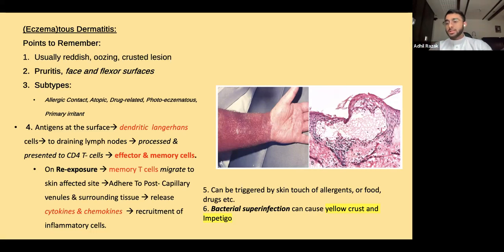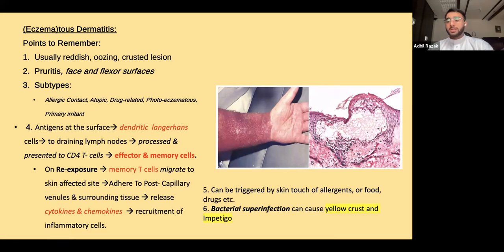They go to the affected skin site and they adhere to the post-capillary venules and surrounding tissue. Pretty much they go out to the upper skin, and then they slip out of the tiny vessels that are involved, and they release cytokines and chemokines, which further attract more inflammatory cells like neutrophils, mast cells, etc. So it pretty much causes the whole thing. So it all begins with dendritic Langerhans cells. And as I mentioned, it can be triggered by a touch of allergens, food, drugs, etc.